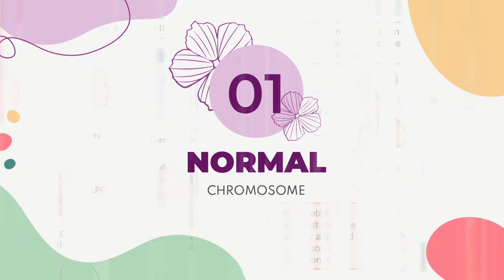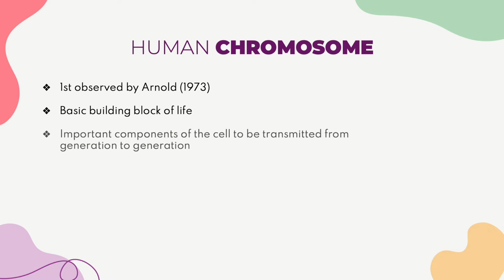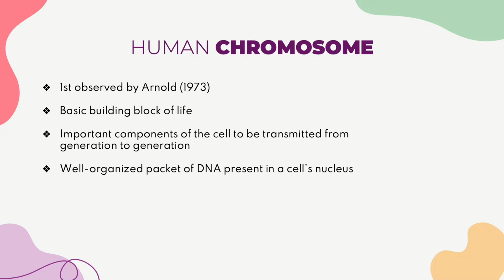Now, let's talk about normal chromosome. Human chromosomes were first observed by Arnold in 1973. The human chromosome is the basic building block of life and is one of the most important components of the cell to be transmitted from generation to generation. It essentially is a well-organized packet of DNA present in a cell's nucleus.